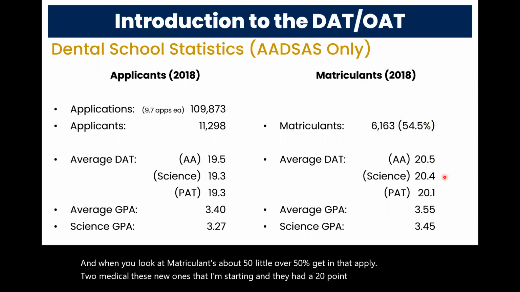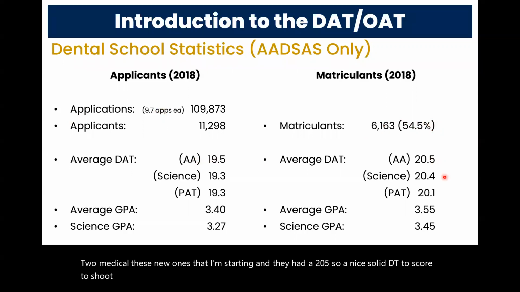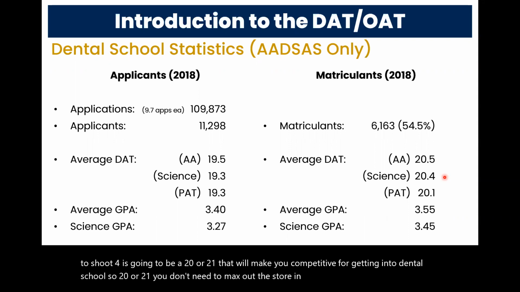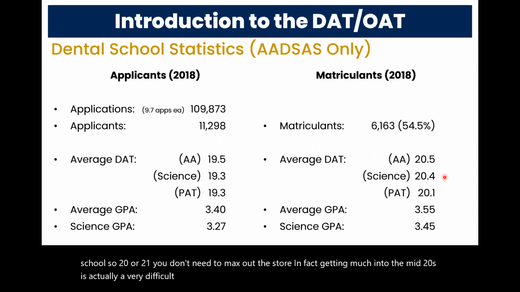So a nice solid DAT score to shoot for is going to be a 20 or a 21. That will make you competitive for getting into dental school. So a 20 or a 21. You don't need to max out the score. In fact, getting much into the mid 20s is a very difficult task. You have to be really on your game, getting less than 10% of the questions wrong to really start getting into that range.